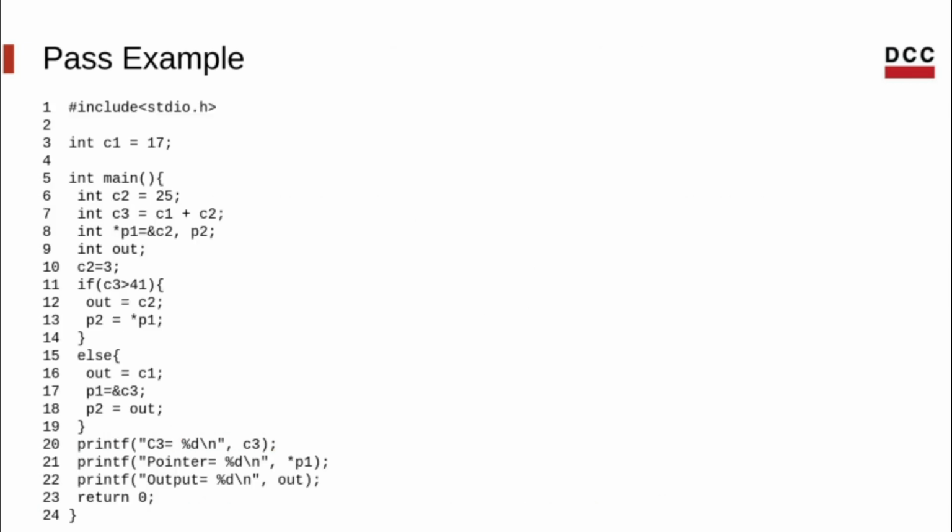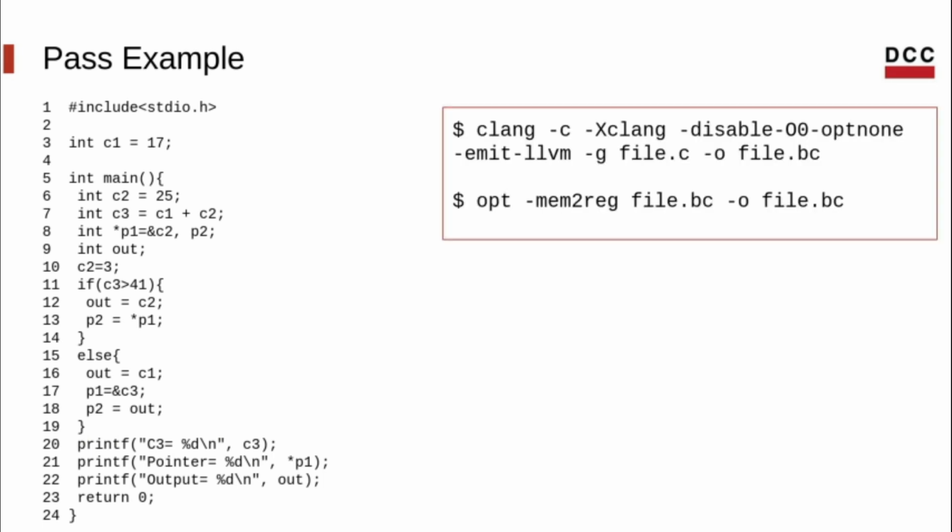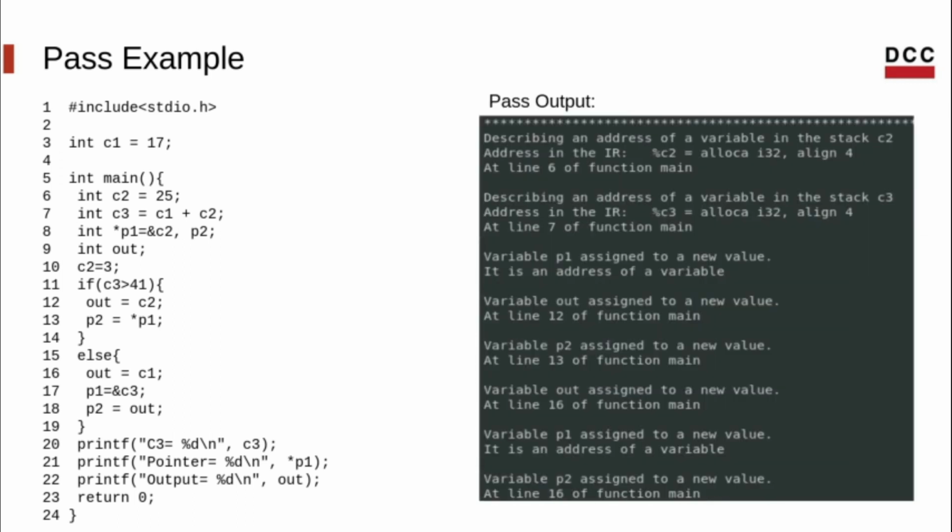To illustrate how our analysis works, let's use this program example. We compiled with the debug flag, and the only optimization is mem2reg, which promotes values in the stack to virtual registers. Notice that the two variables remain on the stack, C2 and C3, and we print this information, including the declaration line. Pause the video to take a better look at the output.